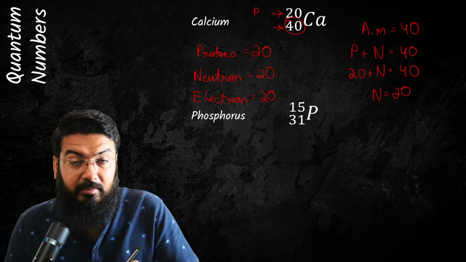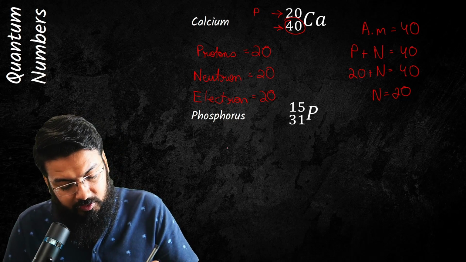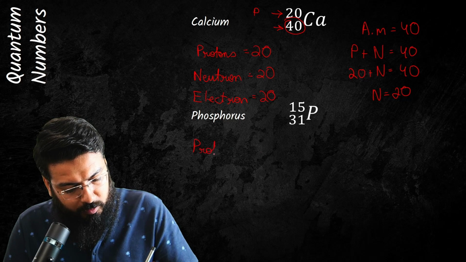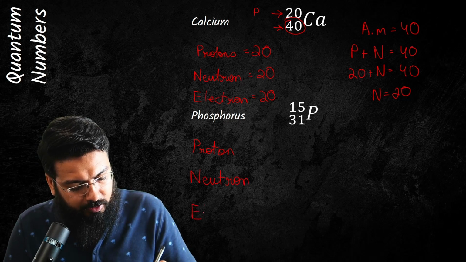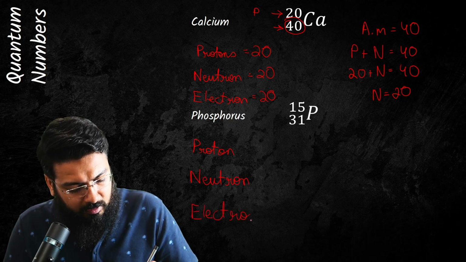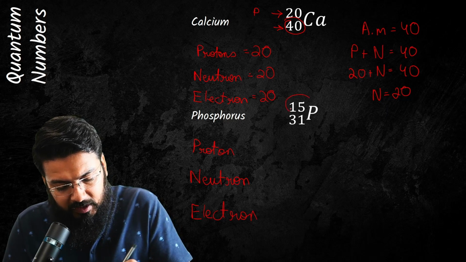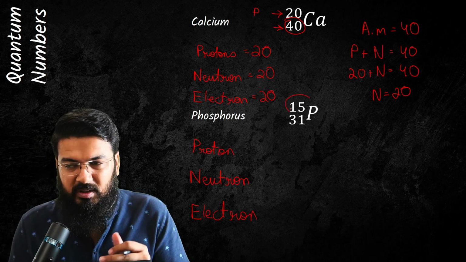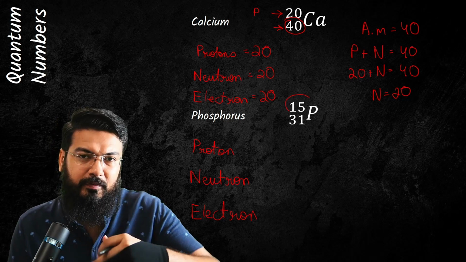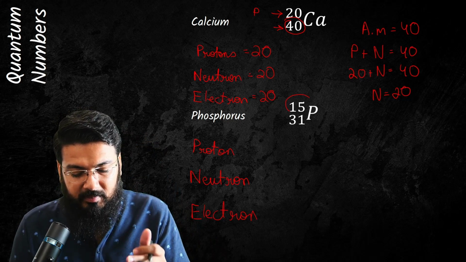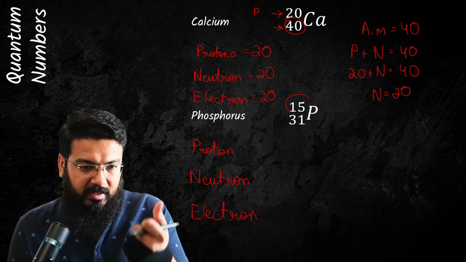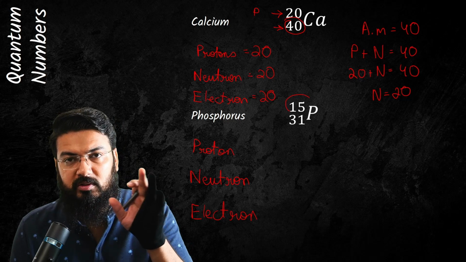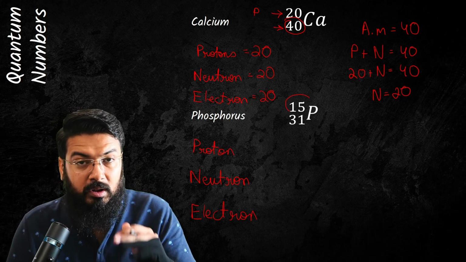Let's take another example. Let's take phosphorus. So in phosphorus, again, number of protons we need to figure out, number of neutrons we need to figure out, and the number of electrons we need to figure out. The number of protons is how much? You have 15 over here, which is the atomic number. The smaller is always the atomic number. Now if it's written up or below, doesn't really matter. If it's written on the left or the right, does not matter. Only two numbers: atomic mass, atomic number. The smaller one is always the atomic or the proton number.